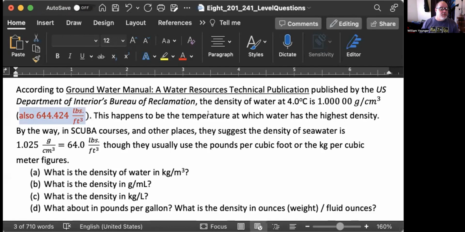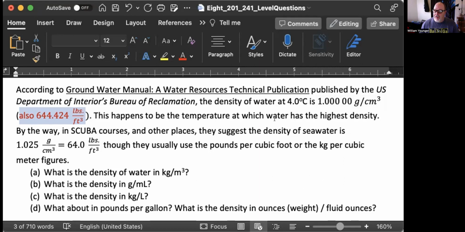This happens to be the temperature at which water has the highest density. Again, 4.0 degrees Celsius is the temperature at which water has the highest density. That also gives you a little bit of a Jeopardy question: if there's a frozen lake in northern Michigan or Wyoming, completely frozen over, and they ask you what the temperature of the lake is at the very bottom, you can certainly tell them it's 4 degrees Celsius, because that's when water is the densest, and therefore that water would be at the very bottom. So that's what we're learning here: 4 degrees Celsius is the highest density of water.